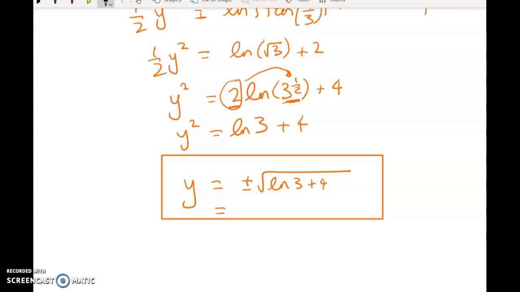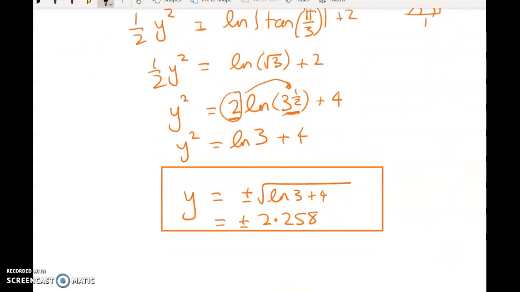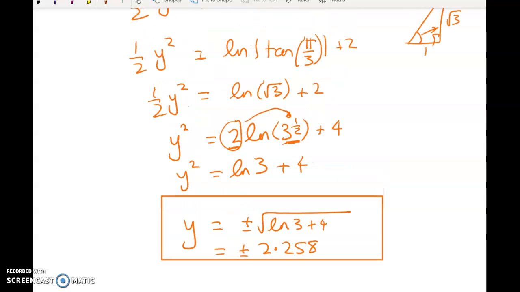And because we're not asked for an exact value, we will put that as plus or minus into 3 decimal places. It's 2.258. So there you go. Make sure you go through that one carefully. There are quite a few good revision steps in that question. I think it was a nice level 3 question.